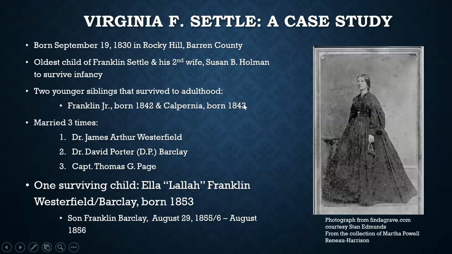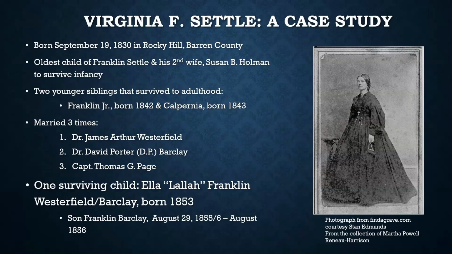So today I'm going to be talking about my fourth great-grandmother, Virginia Frances Settle. She was born in a little town called Rocky Hill in Barron County, Kentucky. This is a couple miles southwest, I believe, of Glasgow in Barron County. It's in the south central part of Kentucky.